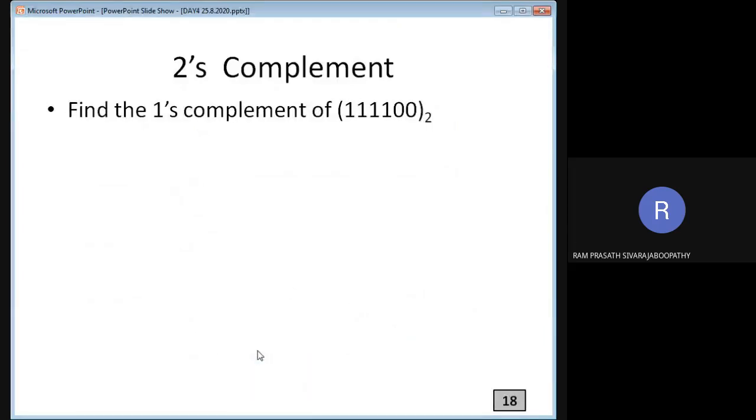So find the 1's complement, sorry, the 2's complement. Yes, 2's complement. Kindly change it.